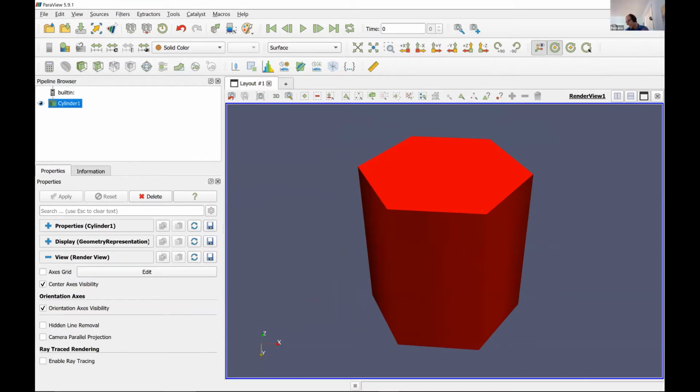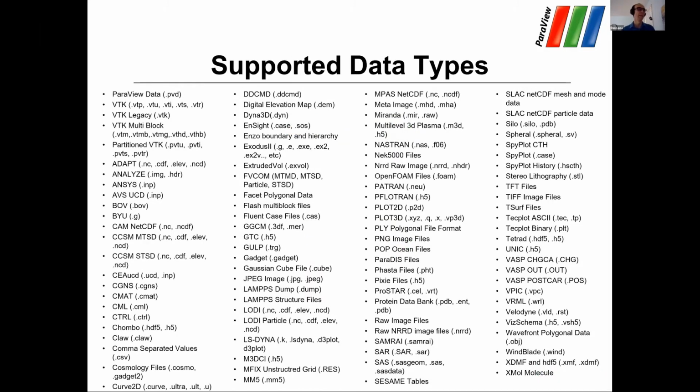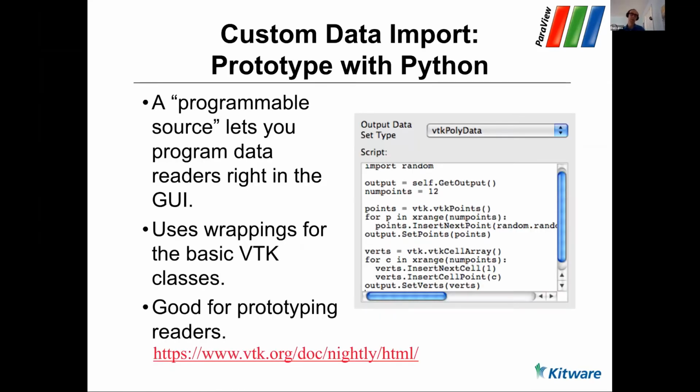So besides creating data with a source, you can also read data from disk. We support a number of data set types. If your data is not supported, you can ask on the mailing list. You can look, as I mentioned, in the source code, we might have the reader already. Ask on this course, or you can write your own data importer using Python, using this programmable source. In here, we don't read the data, but we create the data ourselves. But in there you can just use a Python reader and read the data from disk.